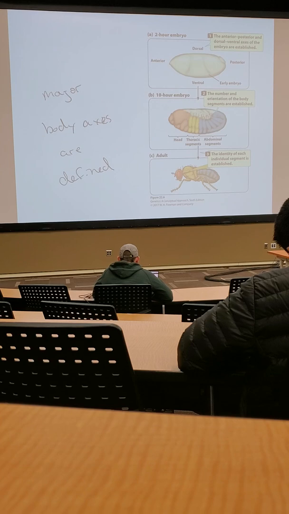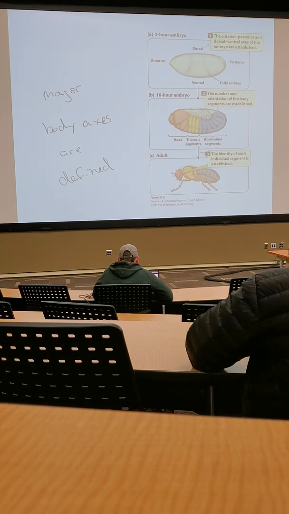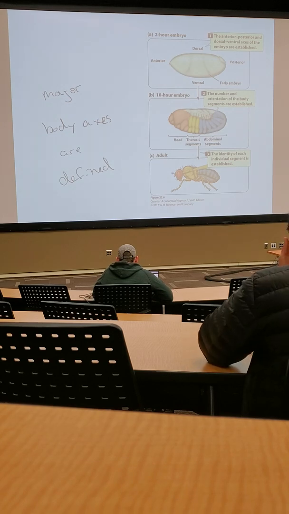So when you look at a figure like this in the book, who cares? What does this mean? That's a take-home point. A major body axis has to be defined. How are these genes going to differentiate? Through different regulation of gene expression. Right? All these things we've already seen.